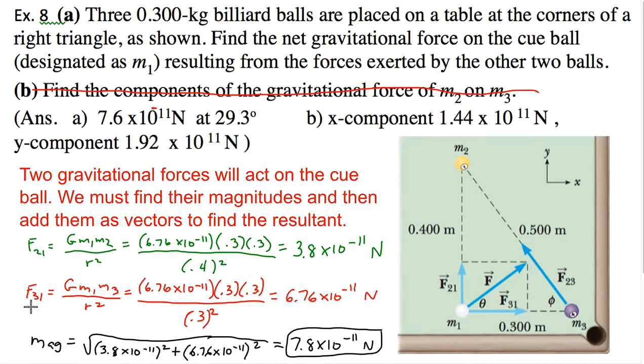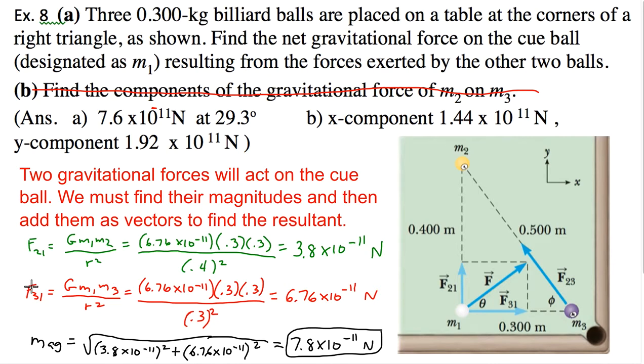Down here, F3-1, that's the force exerted by ball 3 on ball 1. So here's ball 3, and it's pulling at ball 1. That little blue arrow right there shows ball 3 pulling at ball 1. These two arrows are really the two forces we're talking about, and we want to resolve them. We want to add them as vectors and find the resultant, which is going to be this force here.